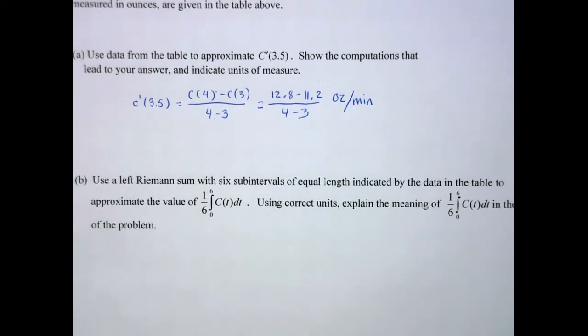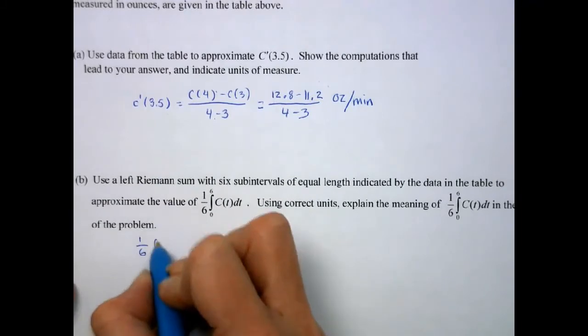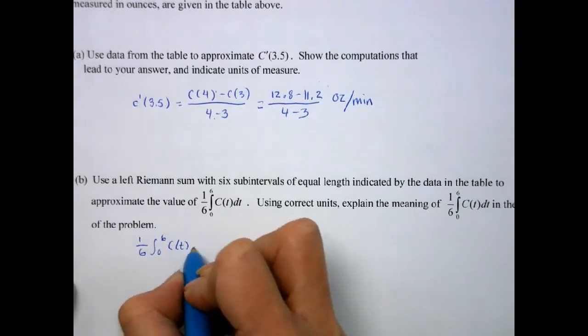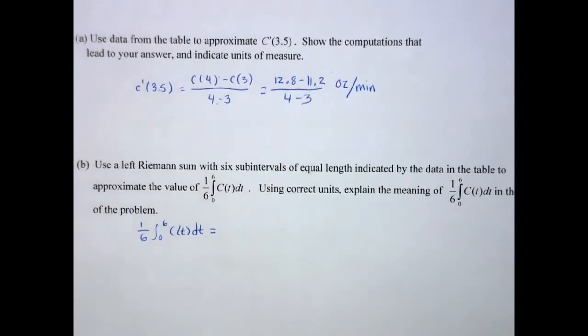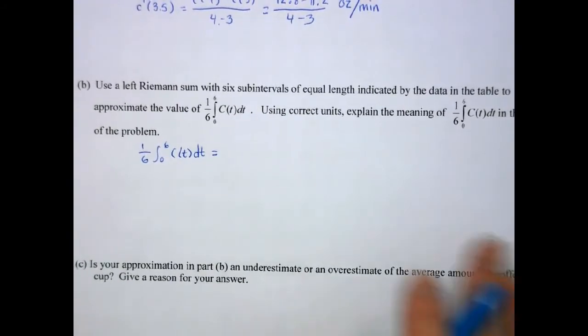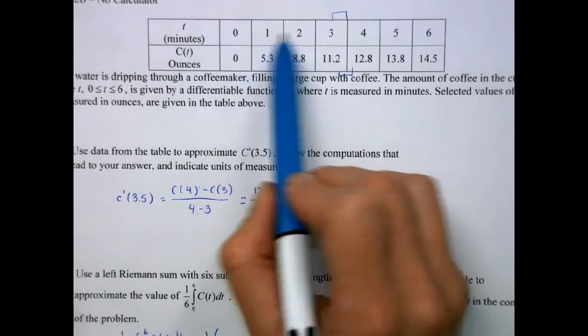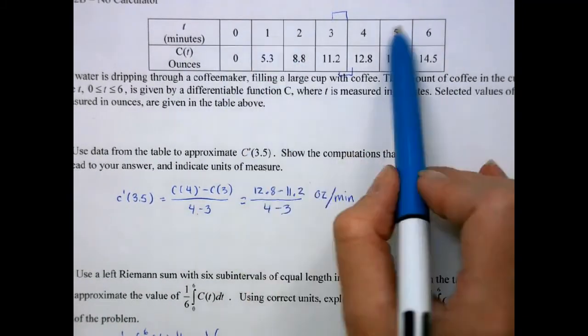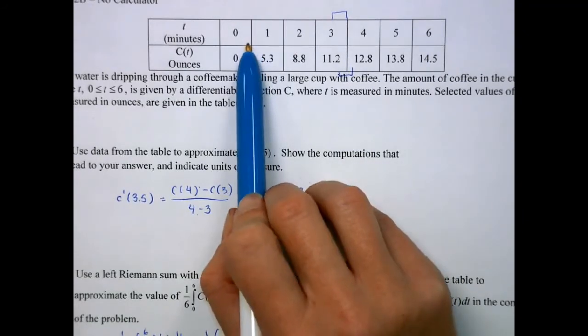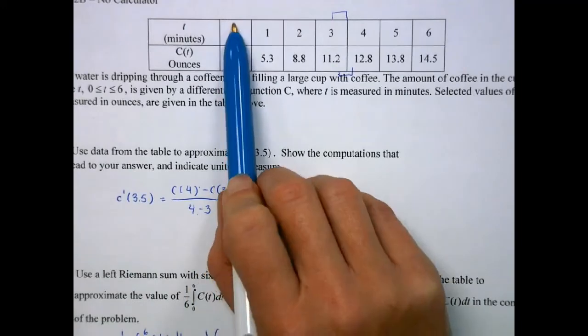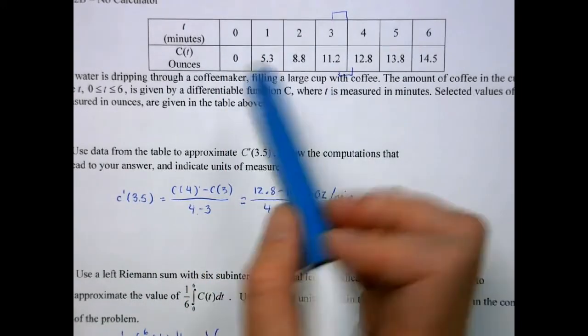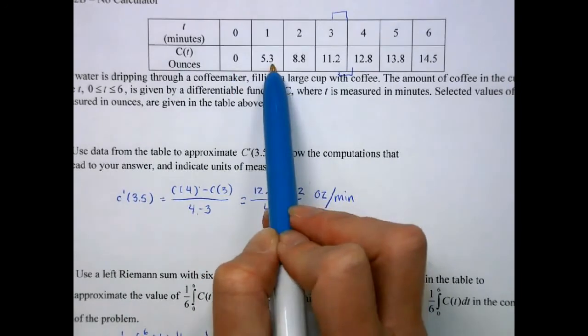Okay, using a left Riemann sum with 6 intervals of equal length indicated in the table above to approximate 1/6 times the integral from 0 to 6 of c of t dt. So we'll first do the approximation. A left Riemann sum, so we're going to have 1/6 times the widths, which for all of these are going to be 1. It's not always the case. On a left Riemann sum, you're going to go to the left endpoint versus a right Riemann sum, which would go to the right. So we have rectangles. These are the widths. These are the heights.